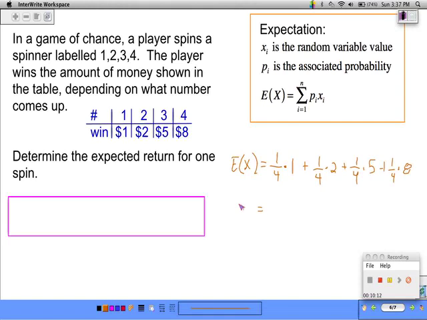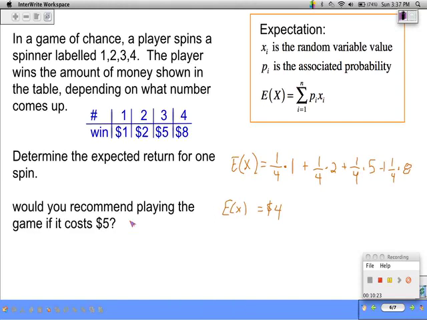So our expected value is equal to $4. And then I can pose the question, would you recommend playing the game if it costs $5? Well, mathematically speaking, no, I wouldn't recommend it, because we would only expect to win $4 in the long run. If we played for a very long time, math says that our winnings and losings would balance out to $4 per game. But we're losing $1 each time we play then. So it wouldn't be a good game to play.